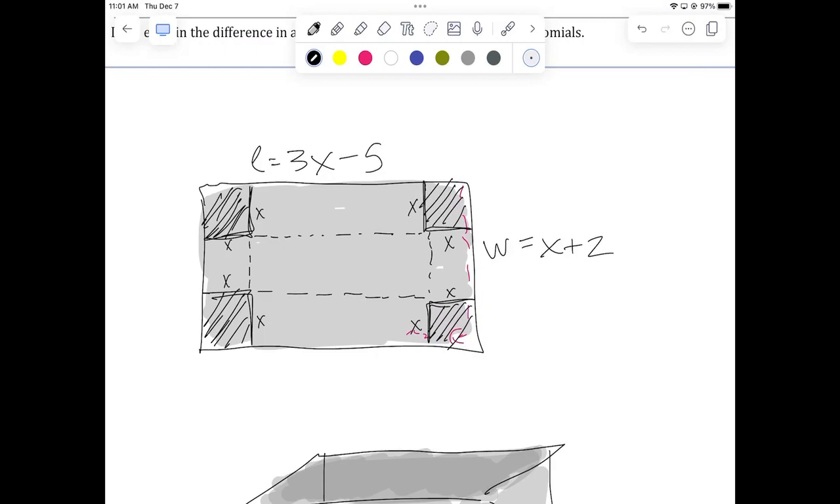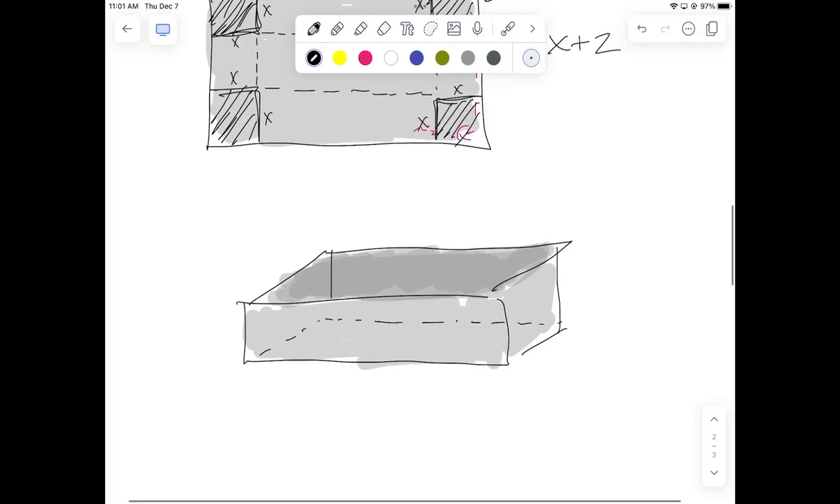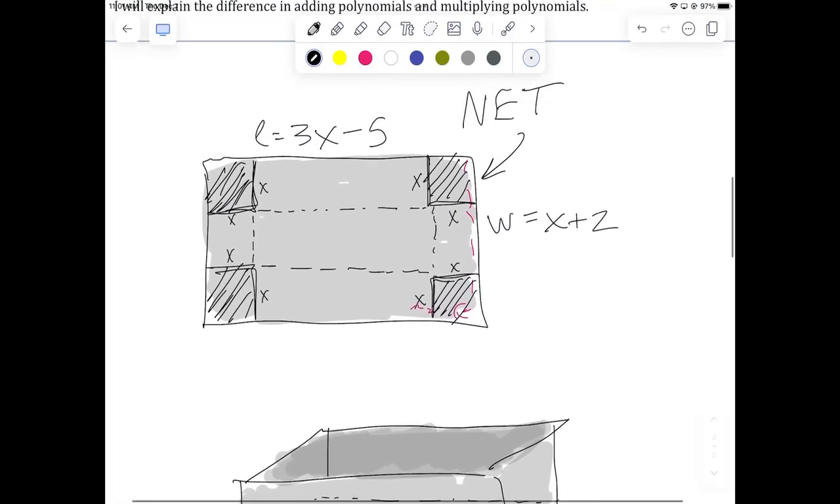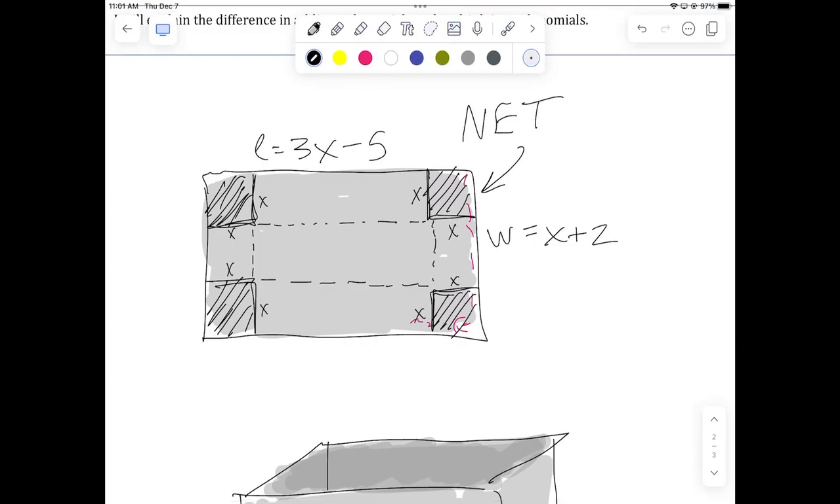Have you heard the word net? This is called a net. A net is when you take a three-dimensional object like this and you cut it and fold it to make it flat. It's easier to find the surface area that way because you just want the area of these shapes. So let's see what we got here.